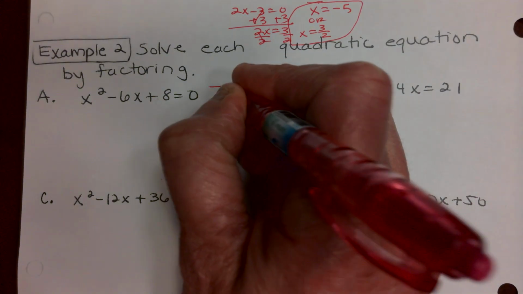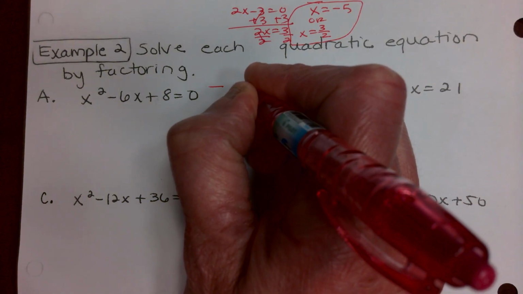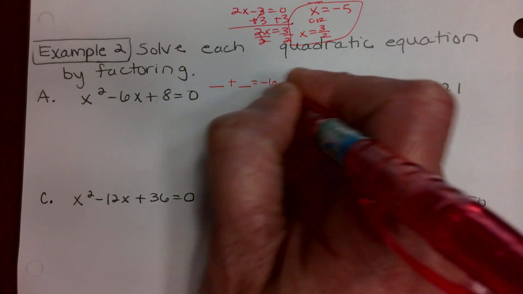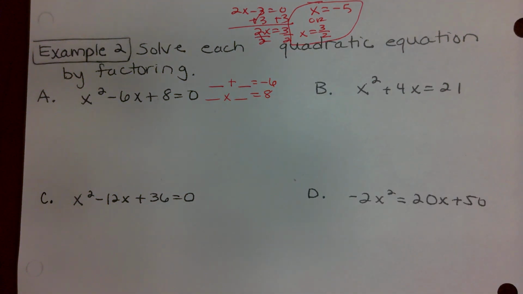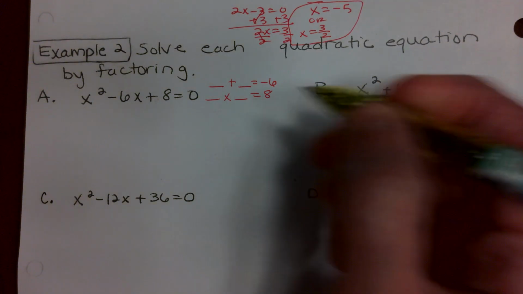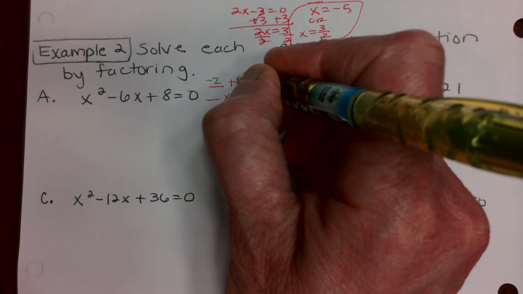Yep. I would do box 1. What plus what equals -6, and what times what equals 8? So go ahead and think about what that is. Feel free to stop the video too if you need to. It'd be -2 and -4.